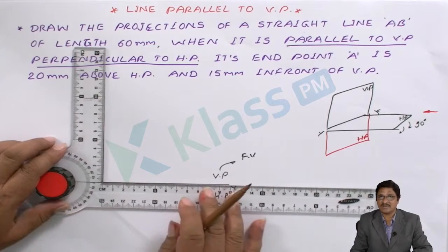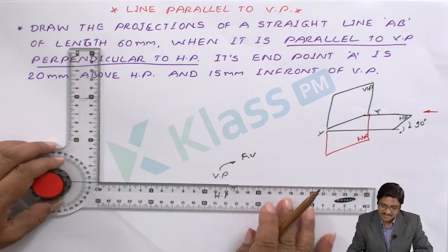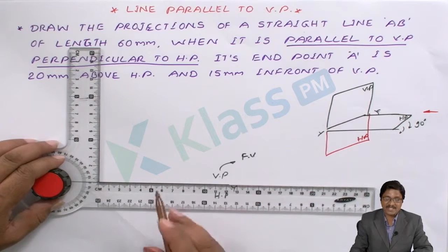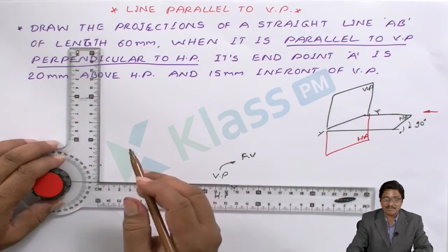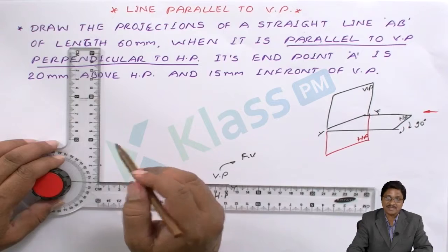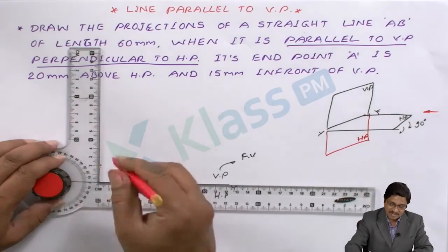Please use the mini drafter for faster work. Just align with XY. So what is the distance that has been given? They mentioned that it is 20 mm above the horizontal plane. So measure 20 mm, and from that point, what is the length that has been given? 60 mm. So measure the 60 mm, and I have to draw the 60 mm length.